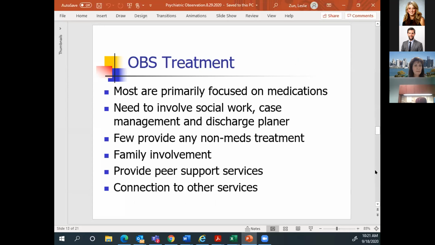When I looked at other crisis stabilization units or psych obs, they don't do a lot of other therapy. They do some talk therapy and problem solving and things like that, but it's not heavy on therapy. And again, you want to involve the family as much as possible to help this support and a support system when they go home. Some units are also involving peer and peer support assistance while they're there, and of course we want to connect them to other services.